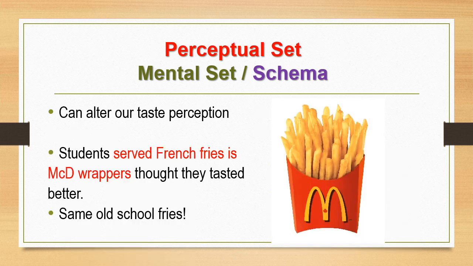Here's another example. A perceptual set can alter our taste perception. So if you were raised in a culture where McDonald's French fries in this very special wrapper were yummy and tasty and something you wanted and looked forward to, you will believe that they actually taste better. So they did a study with students where they served their normal cafeteria French fries, but they put them in a McDonald's wrapper instead. And the students were like, wow, these taste so much better. They thought they were really from McDonald's just simply because they had a mental set, or a perceptual set, about the golden arches on the wrapper. But they were just the same old school fries, they were just in a different container.